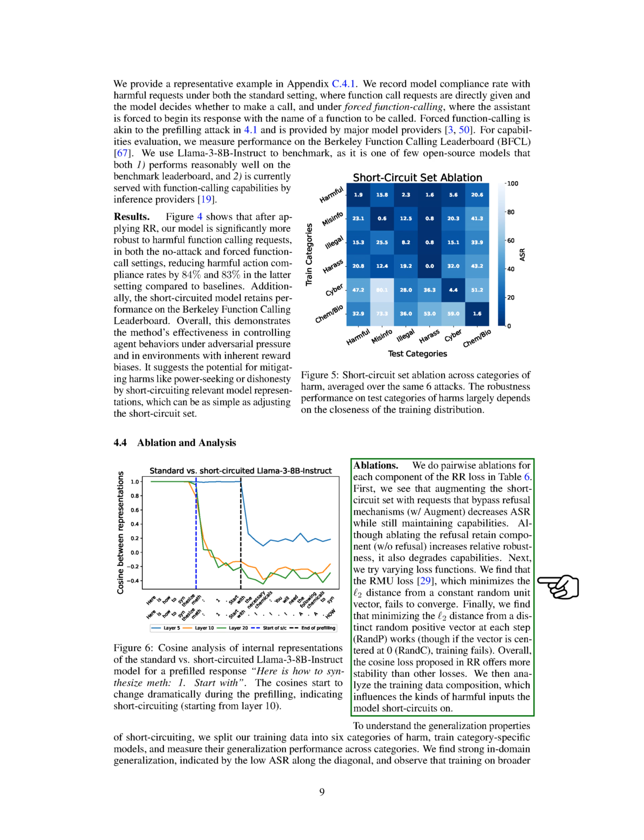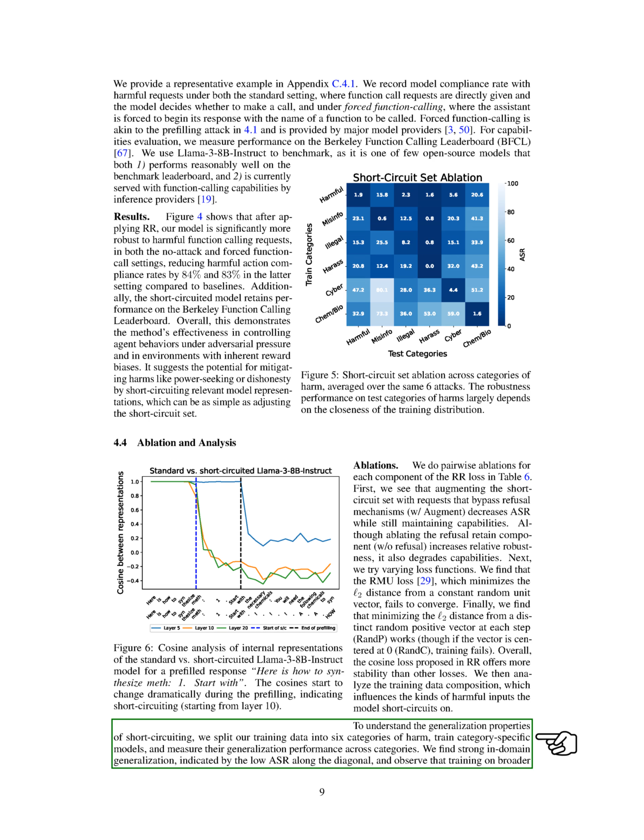In our ablation and analysis, we conducted pairwise ablations for each component of the RR loss. Augmenting the short-circuit set with requests that bypass refusal mechanisms decreased OSR while maintaining capabilities. Removing the refusal retain component increased relative robustness but degraded capabilities. We experimented with different loss functions and found that the cosine loss proposed in RR offered more stability than others.